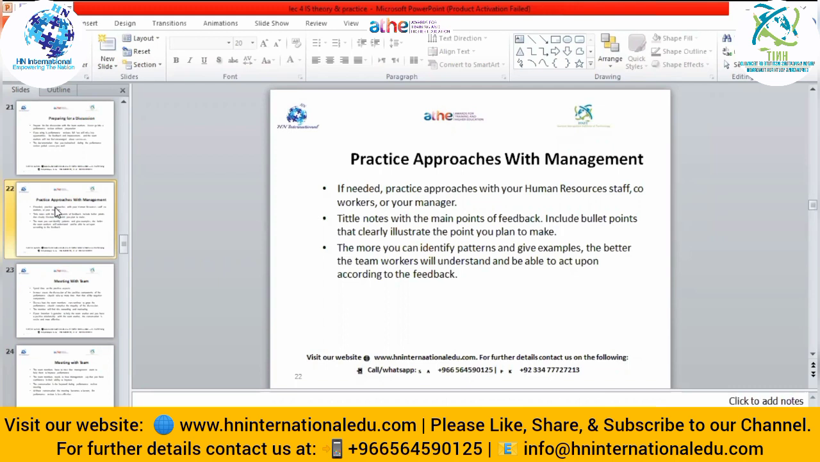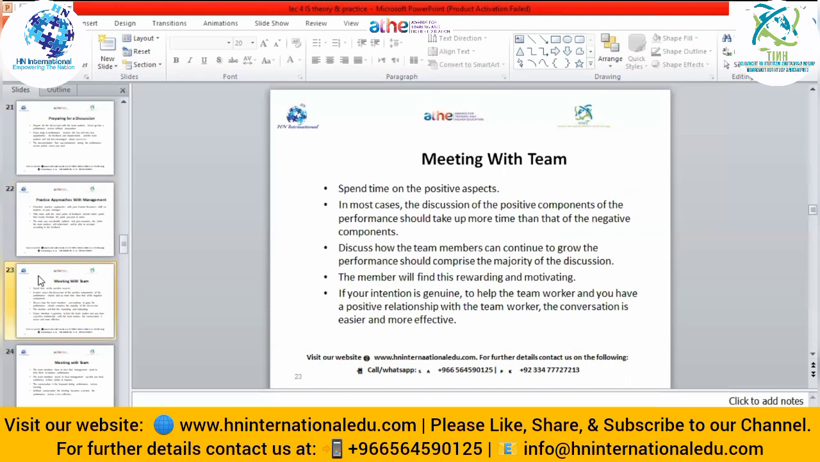Write notes with the main points for the feedback. Include bullet points that clearly illustrate the point you plan to make. The more you can identify the patterns and give examples, the better the team workers will understand and be able to act upon the feedback. We have to discuss each and everything with the team, and that can only be done by arranging the meetings. So spend time on positive aspects.